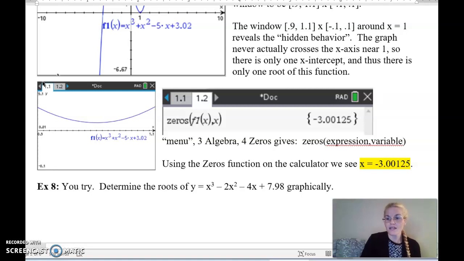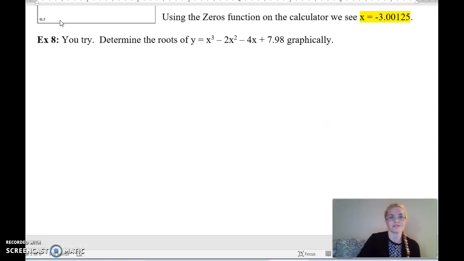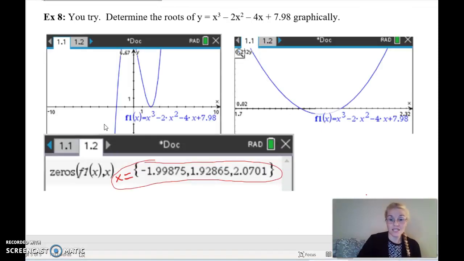So go ahead and you try. You try on your own doing this now. And here in this case, when you graph it on your calculator and you zoom in, you see it actually intersects twice. So we've got 1, 2, 3 solutions.